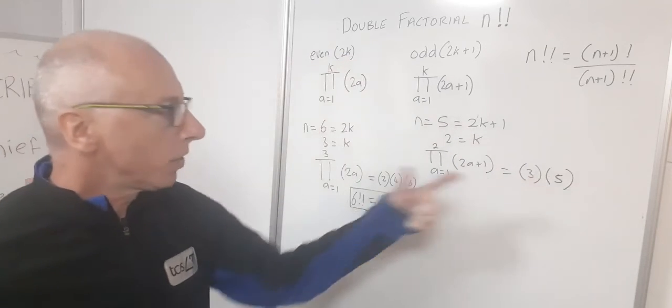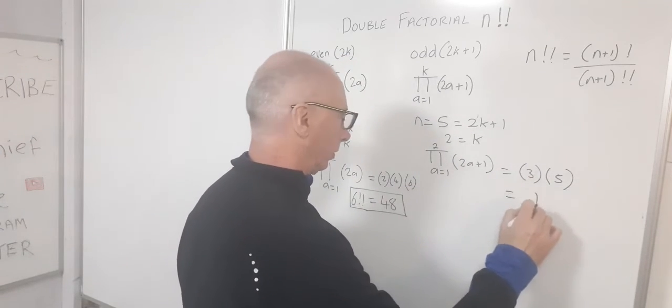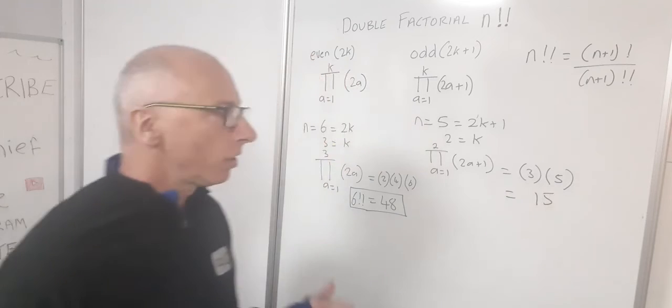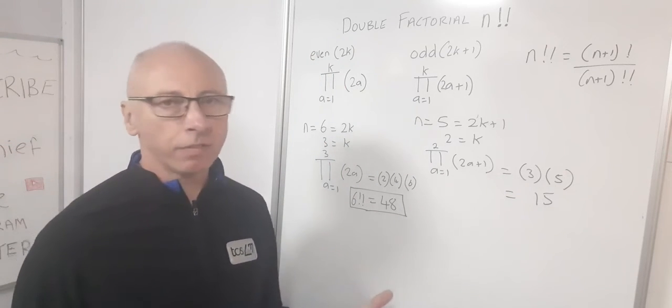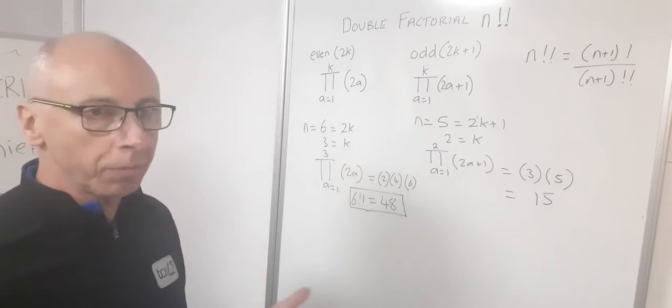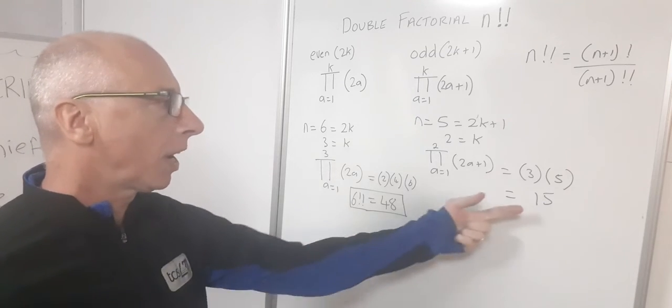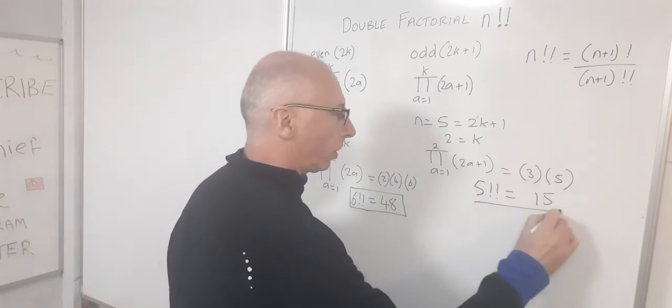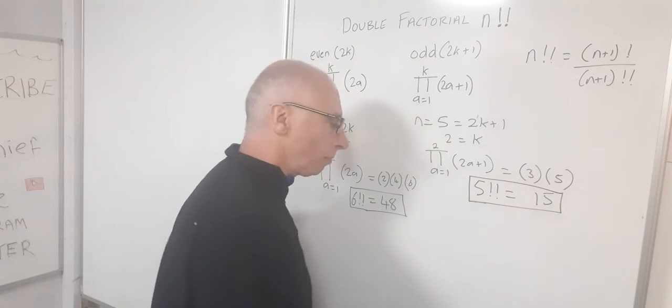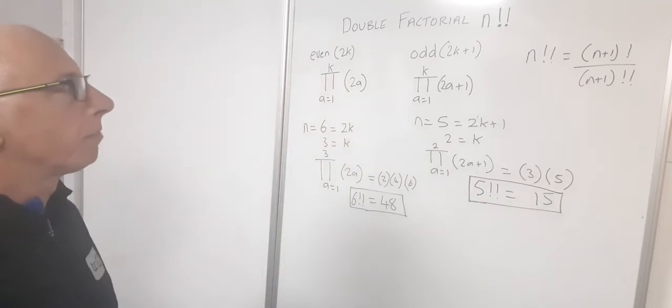So 3 5s are 15. And does that equal 5 double factorial? Well, it's 1 times 3 times 5. 1 is the trivial number because it doesn't make any difference in multiplication. Well, 3 5s are 15. So 5 double factorial is the same as 15.